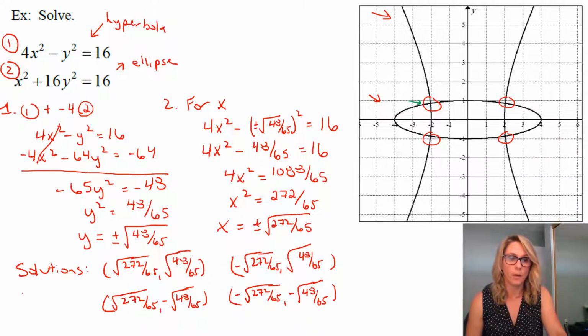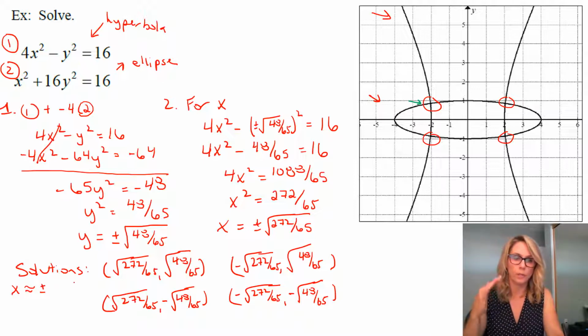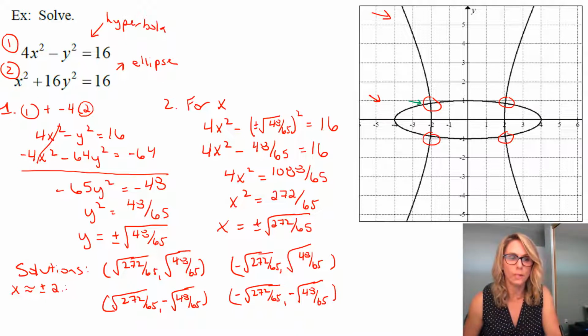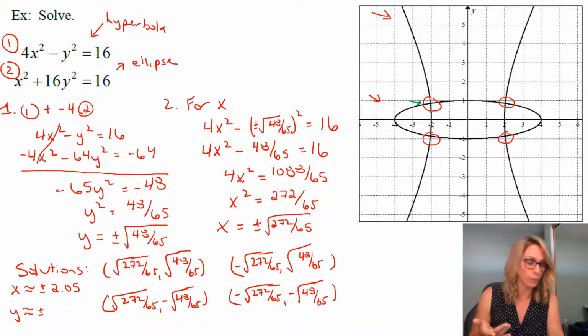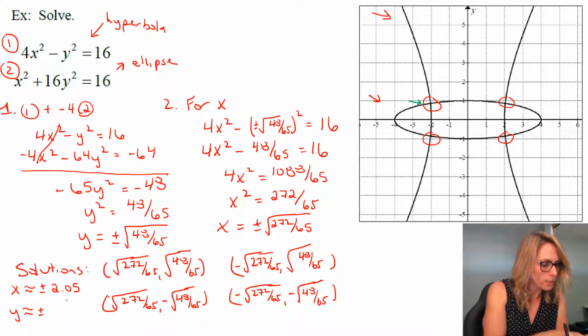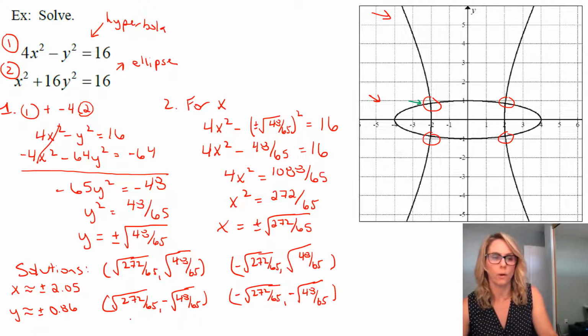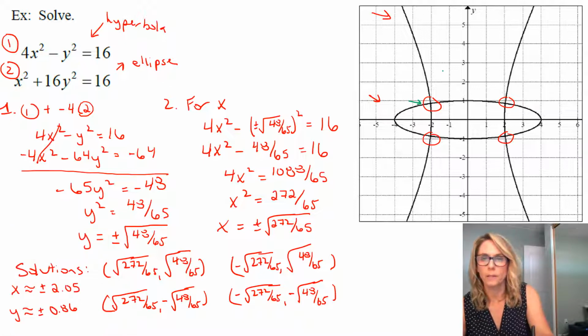I just put these into my calculator, and putting in the square root of 272 over 65, we get plus or minus 2.05 for x. For the y values, I do plus or minus the square root of 48 over 65, and I get plus or minus 0.86. Then if we take a look at our picture here, we are not too surprised to see this. I already have an arrow, I'll just do another one here.